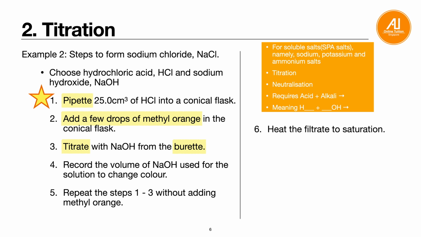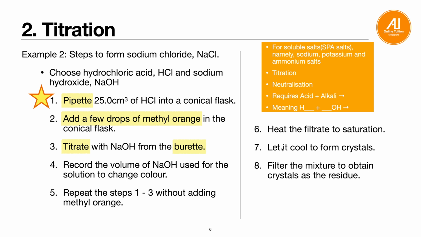But in this case, you need to get the crystal of NaCl. So that's why you will heat the filtrate to saturation, then let it cool to form crystal, filter the mixture to obtain crystal as residue. Then lastly, you will wash the crystal with distilled water and dry with filter paper. So from step 6 to 9 is basically your crystallization, which is very similar to method 1.